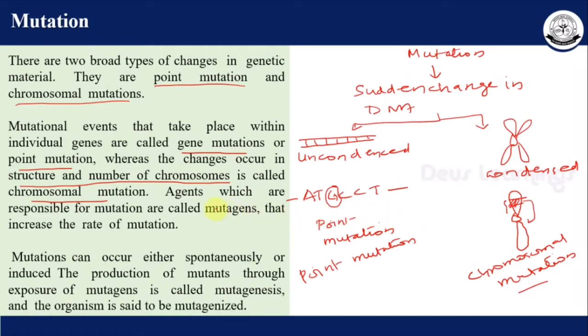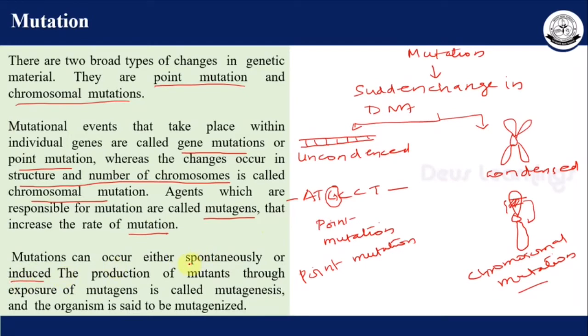Those agents which are responsible for mutation are known as mutagens. Mutagens increase the rate of mutation. Mutation is a slow process, but mutagens increase its rate. Mutations can occur either spontaneously by themselves or be induced.